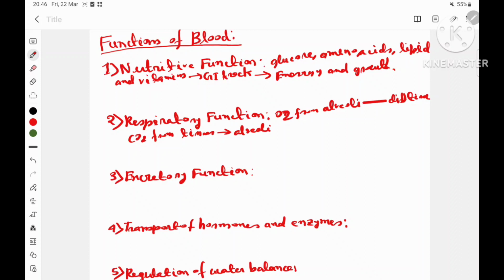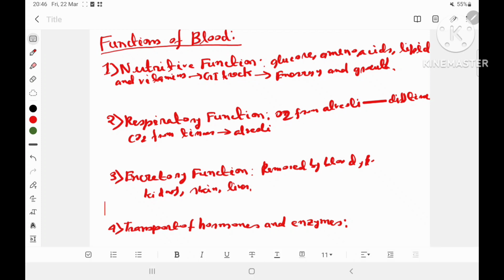Next function is excretory function. Waste products formed in the tissues during various metabolic activities are removed by blood and carried to the excretory organs such as kidney, skin, liver, etc. for excretion.